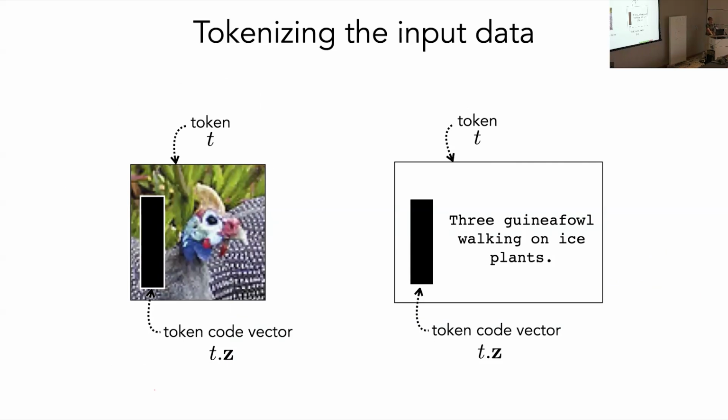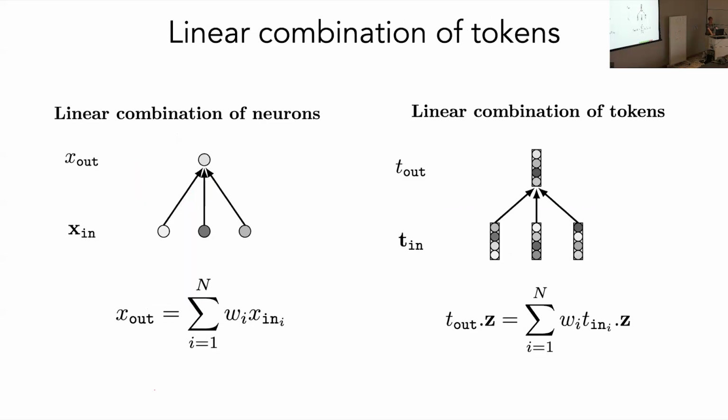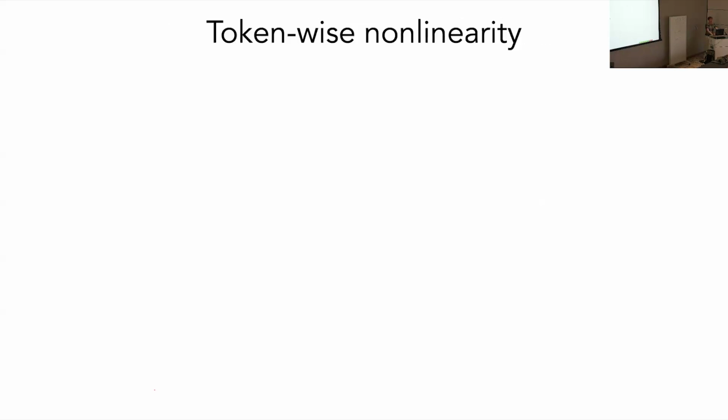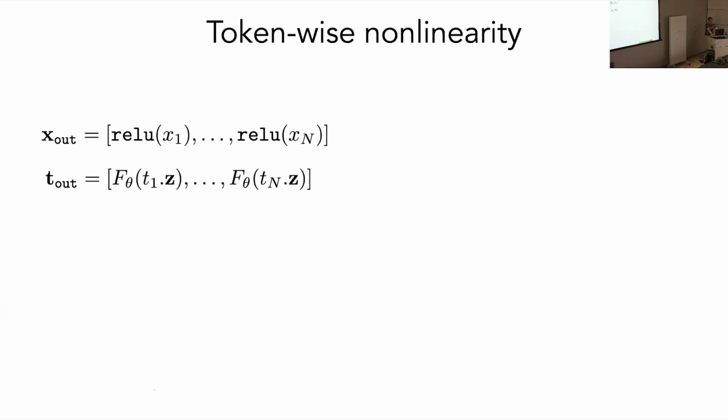So now say you have some token, then that'll have some sort of token code that's represented. You can do linear combinations of tokens, just like you can do linear combinations of neurons, right? So here you're just doing a linear combination of those little feature representations. And you can do token-wise nonlinearities. So instead of taking a ReLU over each neuron, you would take some nonlinear function over the feature. And typically that function is a multilayer perceptron. So instead of having a pointwise nonlinearity, you take those features and run them through a little tiny neural network that has a pointwise nonlinearity in it. All right.